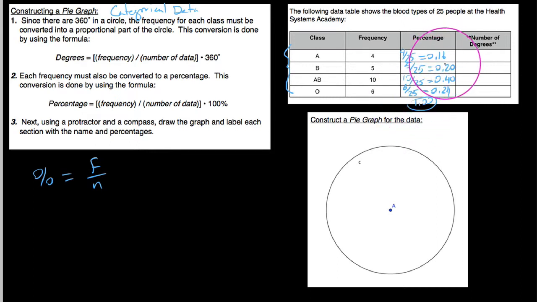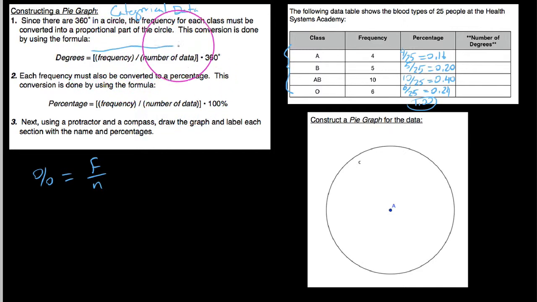But we want to graph this on a pie graph, right? So here's what we're going to have to come to accept: if type A represents 16% of the overall people we surveyed, then we should color in 16% of the circle. Since there are 360 degrees in a circle, the frequency for each class must be converted into a proportional part of that circle. In other words, for the first part of the graph, we need 16% of the total circle, so we're going to need 16% of the entire 360 degrees.